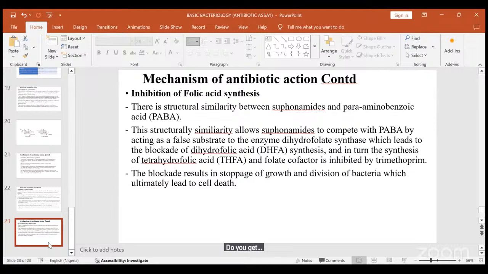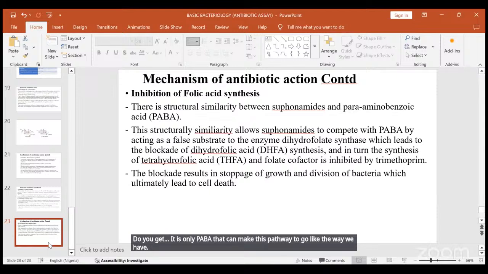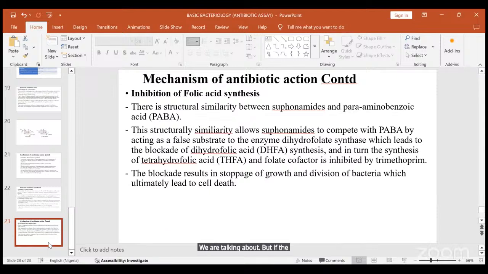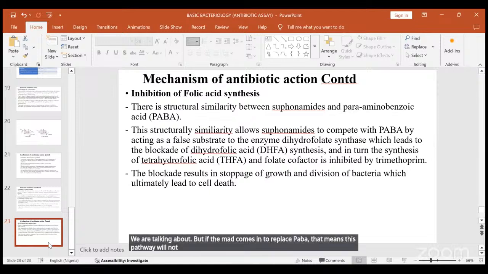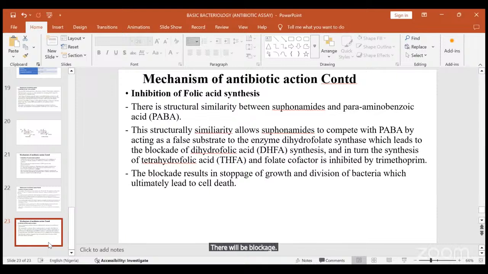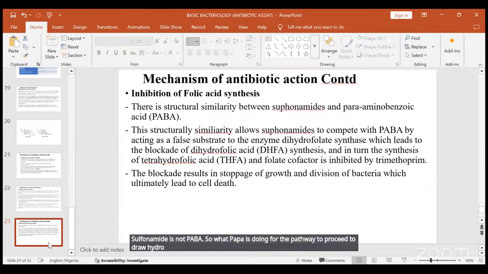It is only PABA that can make this pathway go the way we are talking about. But if sulfonamide comes in to replace PABA, this pathway will not go the same way. There will be a blockage here because sulfonamide is not PABA. What PABA does for the pathway to proceed to dihydrofolic acid, and from dihydrofolic acid to tetrahydrofolic acid, the sulfonamide will block at that point.